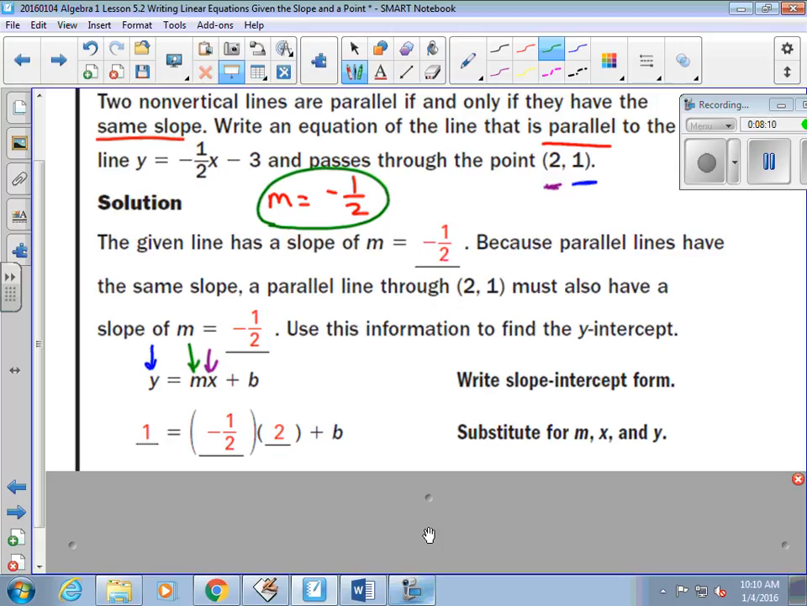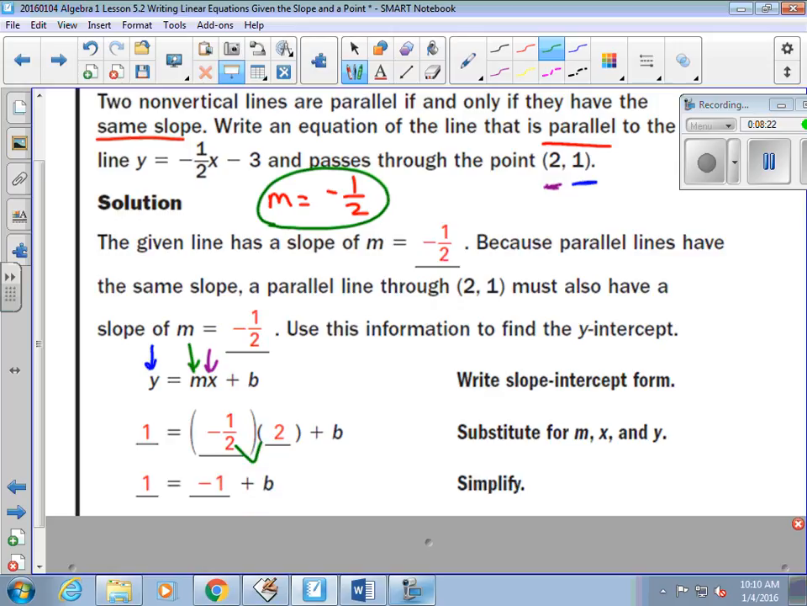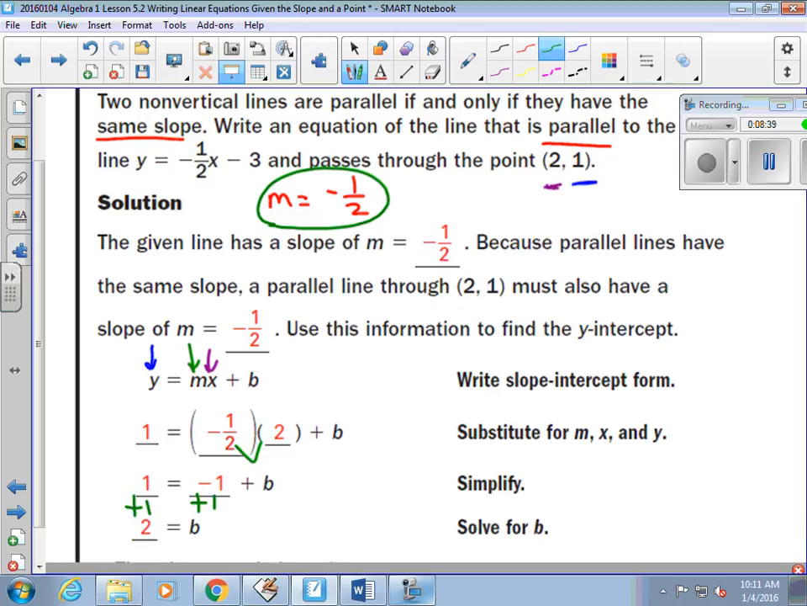Again, this says divided by 2. We can multiply everything by 2. Or we can just say, well, half of the number 2, if we multiply them just like this, half of 2 is 1. And a positive times a negative is -1. So 1 is equal to -1 plus b. And then in order to get b by itself, you get rid of the -1 by adding 1 to both sides. When you add it here, you got to add it here, and b's value is 2.